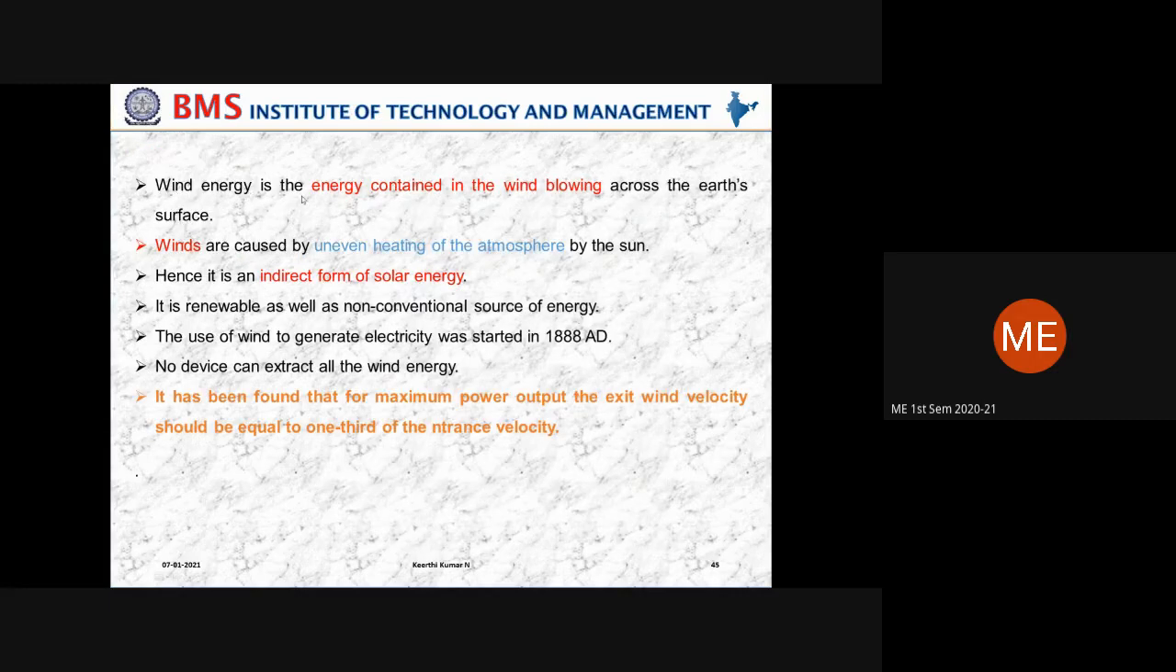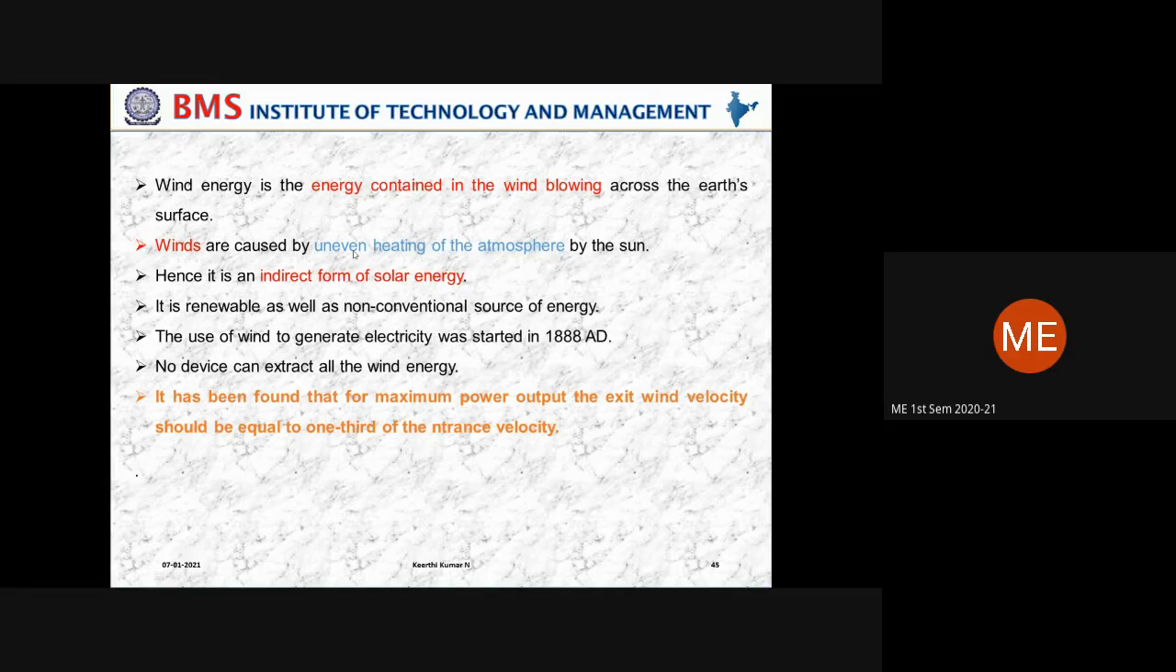Wind energy is the energy contained in the wind blowing across the surface of the earth. Winds are caused due to uneven heating of the atmosphere by the sun. What is the reason winds are formed? Why are winds formed? How are they formed? Because of uneven heating of the earth's surface due to the sun, a density difference takes place in the air. Because of the density difference, wherever the lower density is, the wind will try to move towards that.